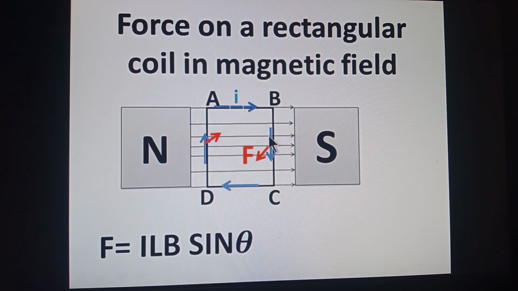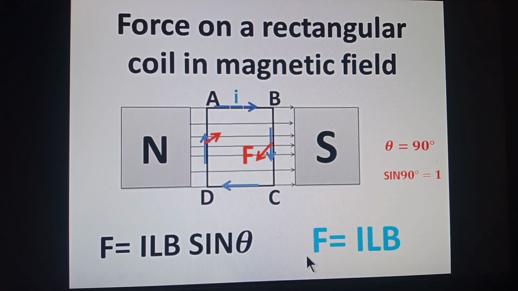And fourth thing is the angle. In this case, angle is 90 degree. Theta is 90 degree. The angle between length of the coil or length of the conductor or direction of the flowing of the current and magnetic field. Here direction of the current is downward, field is towards right, the angle is 90 degree. And you know that sine of 90 degree is equals to 1. So putting here sine of 90 equal to 1, we get this expression for force exerted by magnetic field on a rectangular coil placed in it.